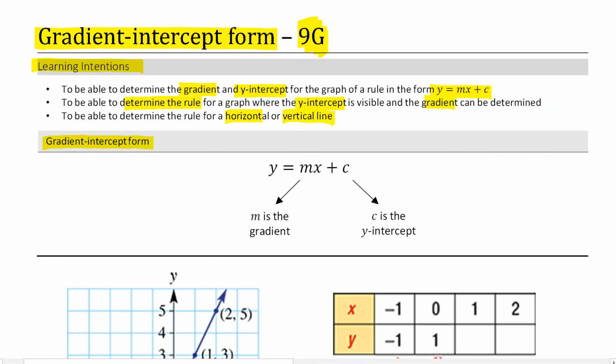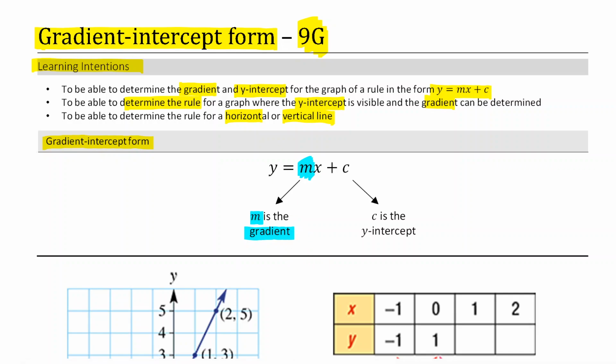We know that a linear rule is made up of two components. It has the coefficient of x. And we're just calling the coefficient of x the pronumeral m. That's all we're doing here. We're just saying, let the coefficient of x be represented by the pronumeral m. And what we're going to be seeing in this lesson is that m, the coefficient of x, is going to be the gradient of the line.